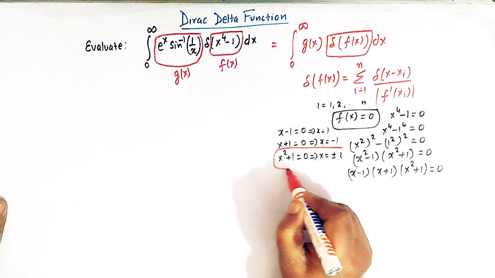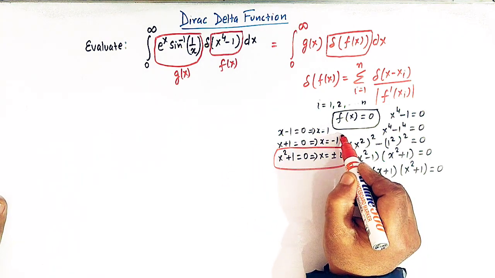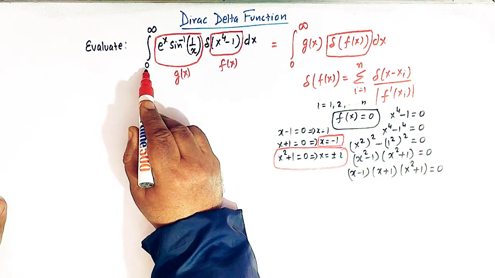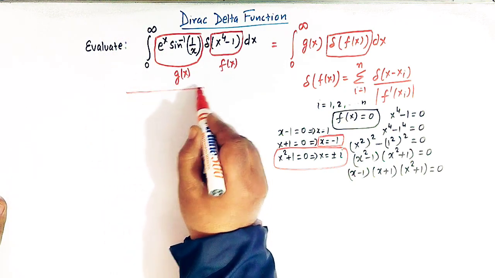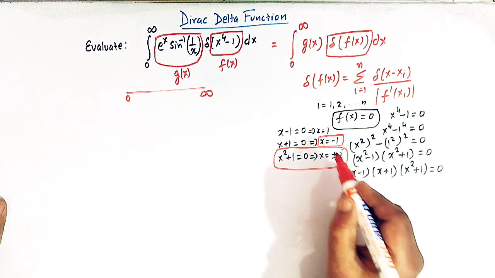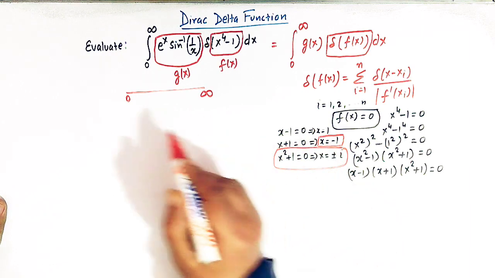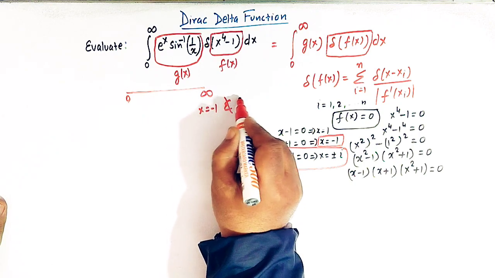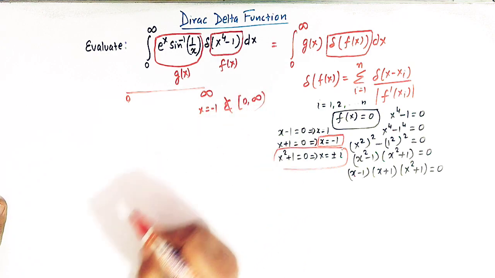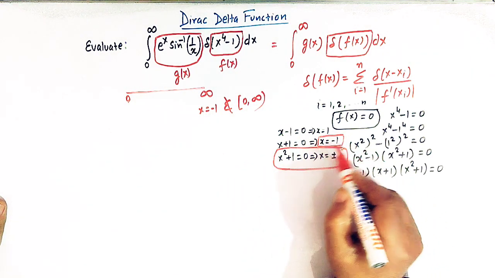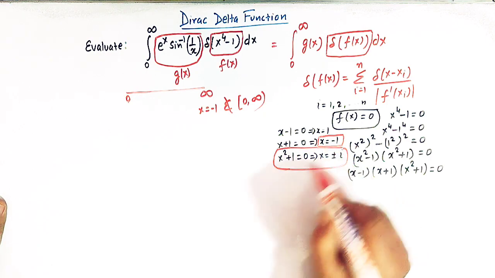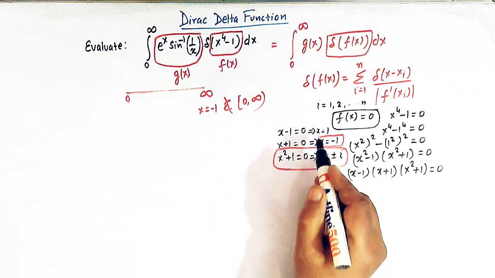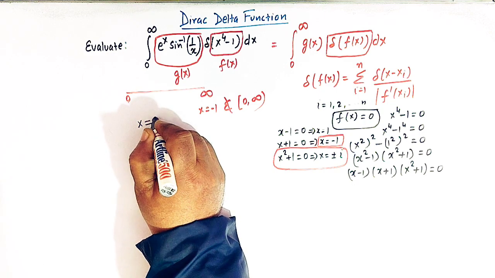So what we will do, we'll neglect the complex roots, and here we have x is equal to minus 1, right? And if we see the limits, here we have the limits from 0 to infinity, right? And we can easily see that this minus 1 does not belong to this interval. So x is equal to minus 1 does not belong to the interval that is 0 to infinity. So we'll also omit this root x is equal to minus 1, right? So now we can accept here only one root, that is x is equal to 1.